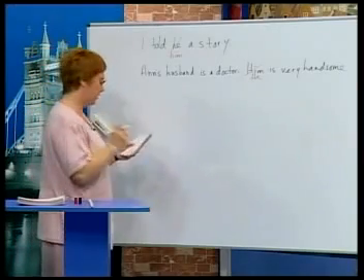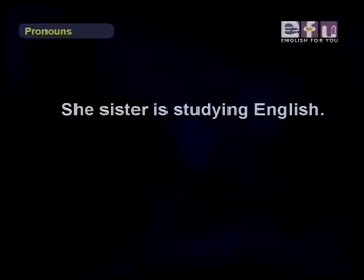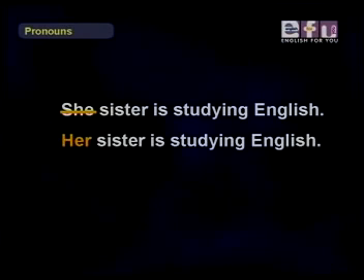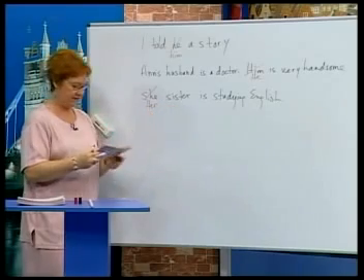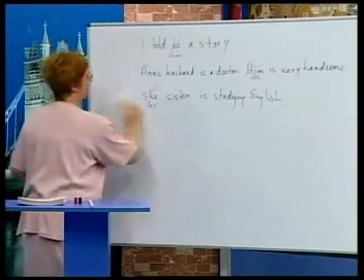Okay, Isabel, here's a wrong sentence for you. She's sister is studying English. Now, this sentence is wrong. Please fix it. Okay. Her sister is studying English. Okay, all right. So we have to use her because we're using sister. This is possessive. All right. Now, let's take this off.